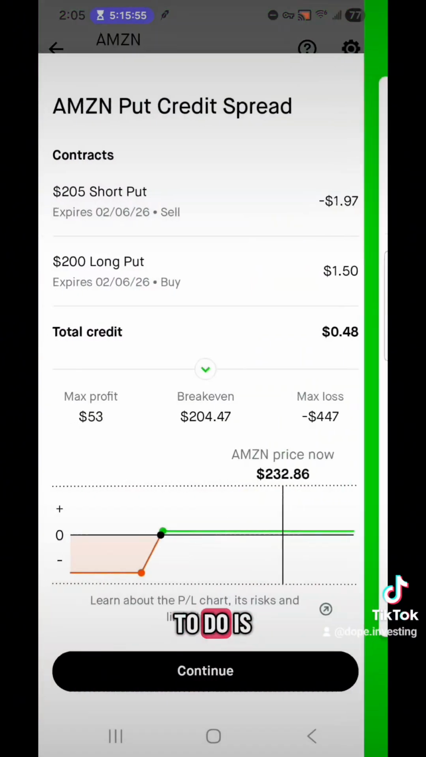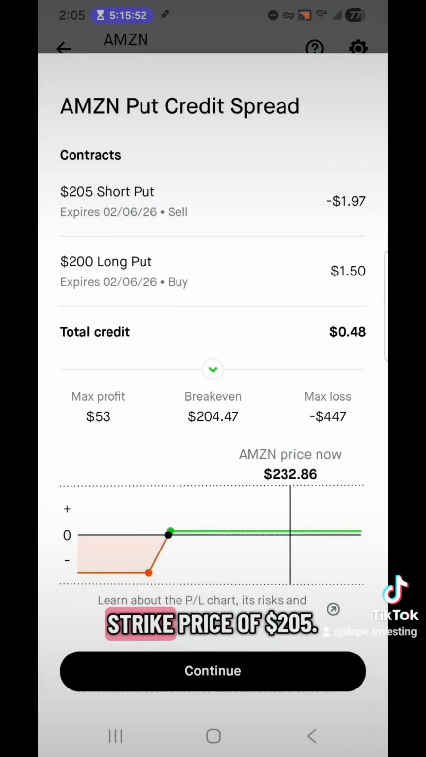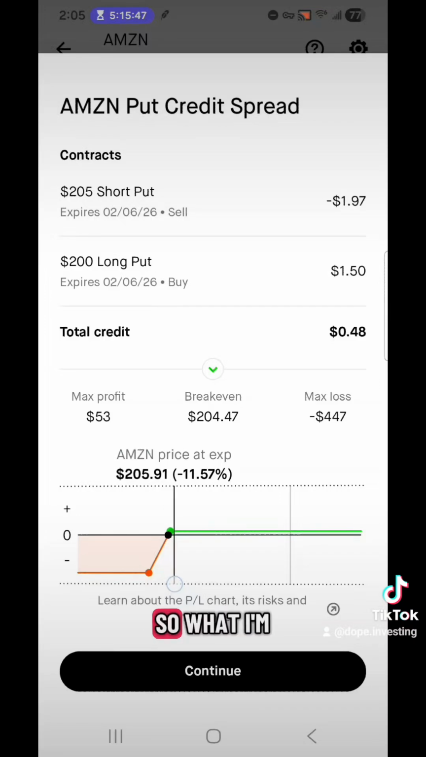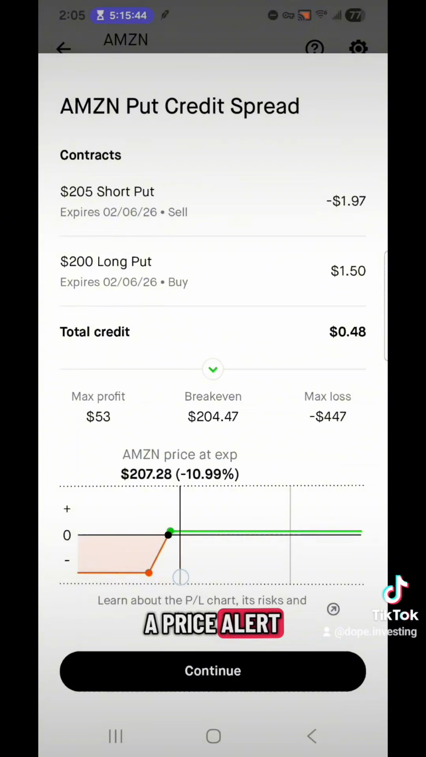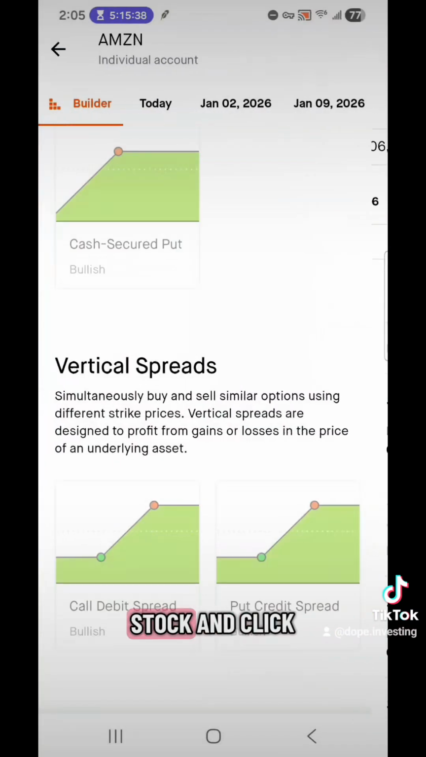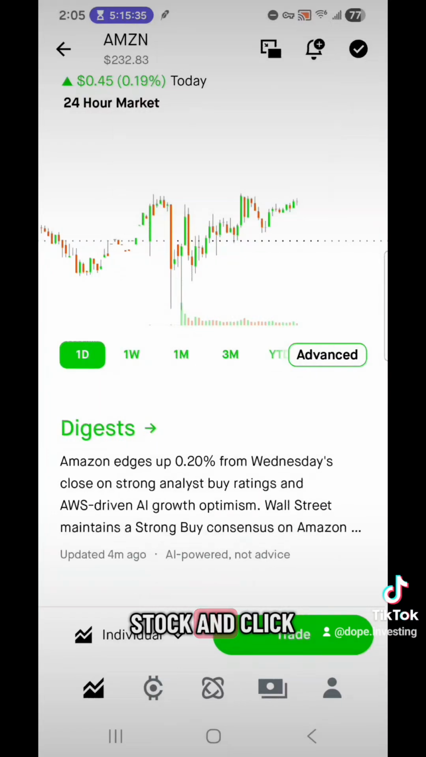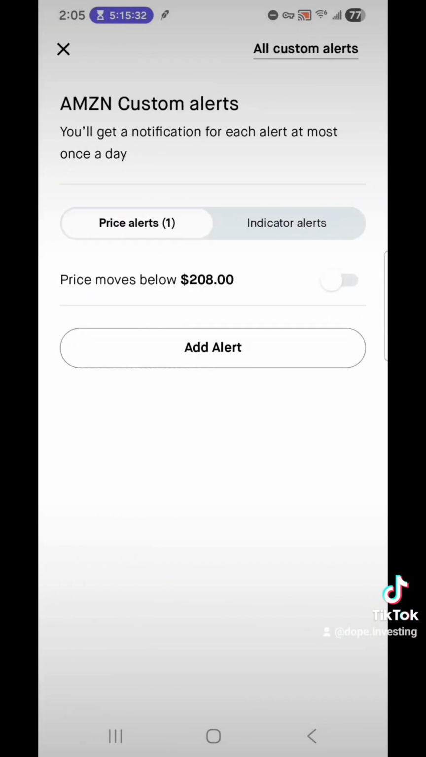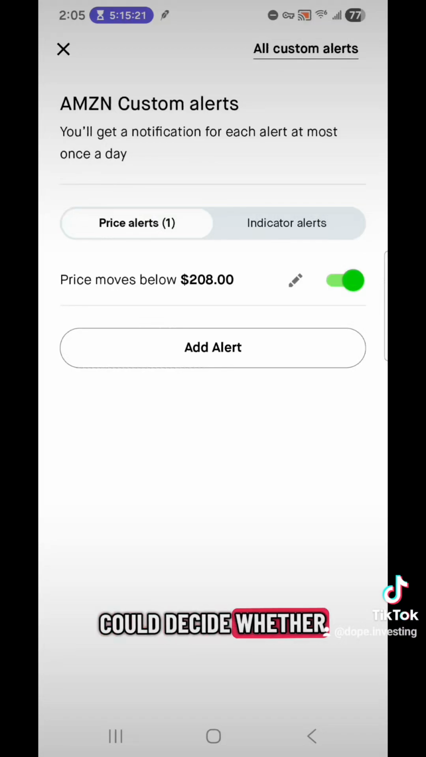The next thing I'm going to do: we have that strike price of 205, and we don't want it to dip below 205. So I'm going to put in a price alert for, let's say, 210. Let's go back to the stock and click on the little bell, and we'll say 208. That works for me. We'll turn that on. So if the price moves below 208, it'll give me an alert, and then I could decide whether I'm going to close the position, let it ride, maybe roll it out.